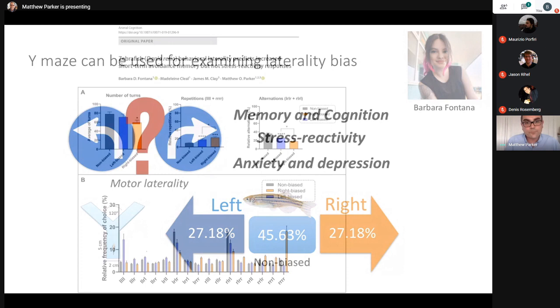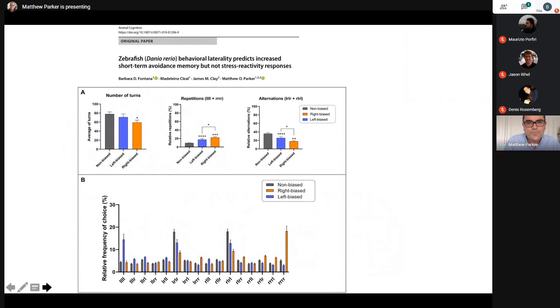We published a paper in Animal Cognition, I guess last year or the year before, where we were looking into whether behavioral laterality could predict other aspects of behavior. We looked first at what the laterality indices were within the Y maze. First of all, we screened a very large number of fish to look at what the inherent laterality was, and we found that most of the fish were non-bias. Again, some of them were left bias and some were right.